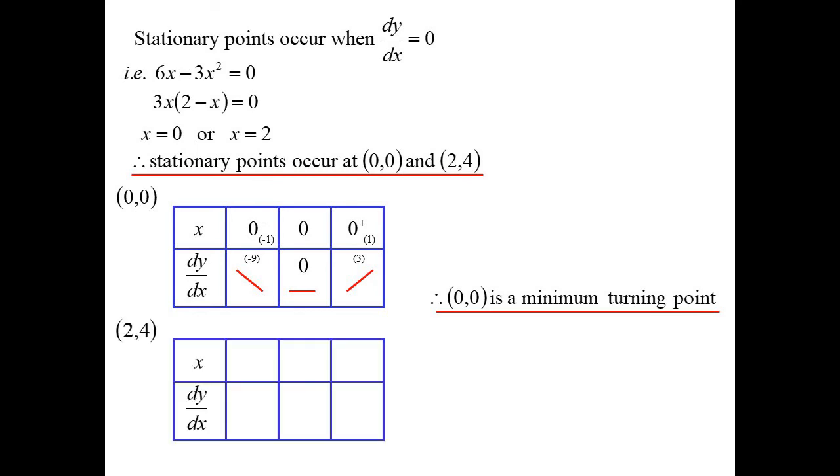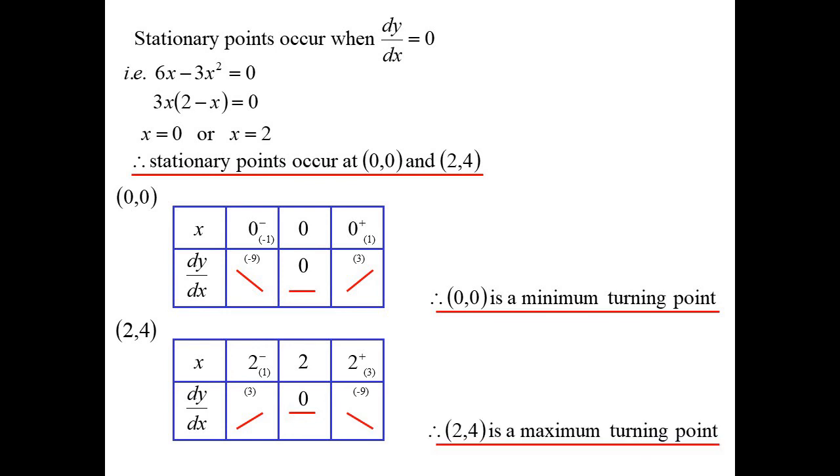Okay, let's investigate the other one. 2, 4. So same deal. 2's the one we know, that's a stationary point. I need to pick one on the left-hand side, one on the right-hand side. Well, the left-hand side, I've already picked one because in the other table, we already found out what 1 is. It makes sense to use the same one. Now, a number on the right-hand side of 2, so I just went 3, sub that in, and again, I can see what it's doing. Okay, it's a maximum turning point.